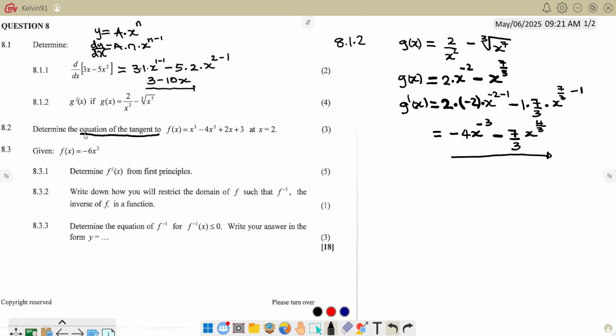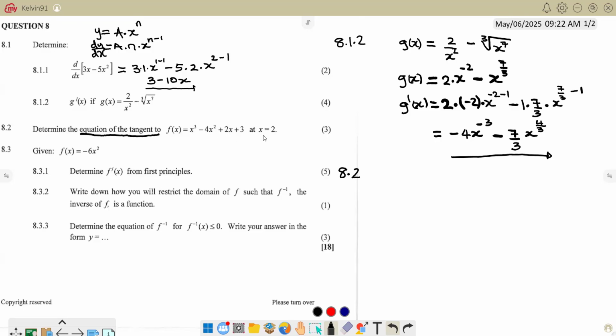So whenever we want the equation of a tangent, it means we want the equation of a straight line. What is it that we have to do when we want the equation of a straight line? We need, number one, a point, and then we also need a gradient to determine the equation of a straight line. So here they are saying determine the equation of a tangent to f(x) equal to x cubed minus 4x squared plus 2x plus 3 at x is equal to 2.